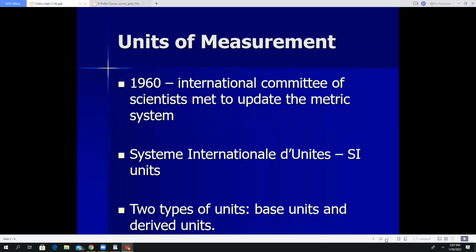Okay, so when you're looking at metrics, you have to remember that this is widely used. We don't use it in the United States, but it is a very widely used system. As a matter of fact, we're more like the exception than the rule. They use it all over the world. And as you can see, it was in 1960 that they decided to update it for the whole world.